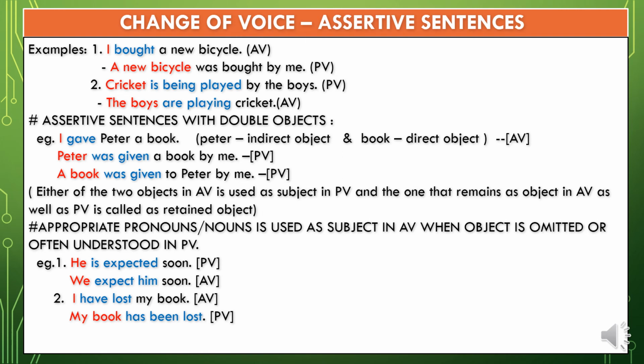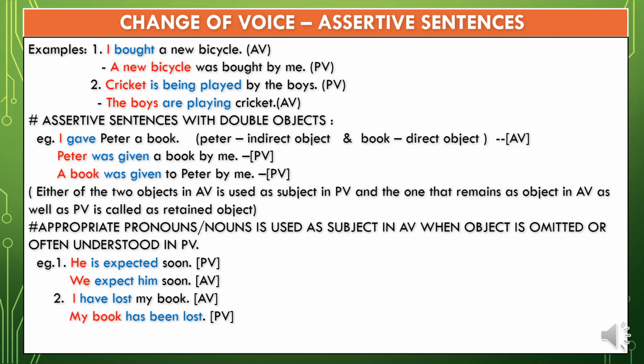Sometimes appropriate pronouns or nouns are used as subject in active voice when the object is omitted or often understood in passive voice. So there are some sentences in passive voice where the object is understood, the object is not there, and our students find difficulty in such sentences. Actually, in such sentences, the object is understood.